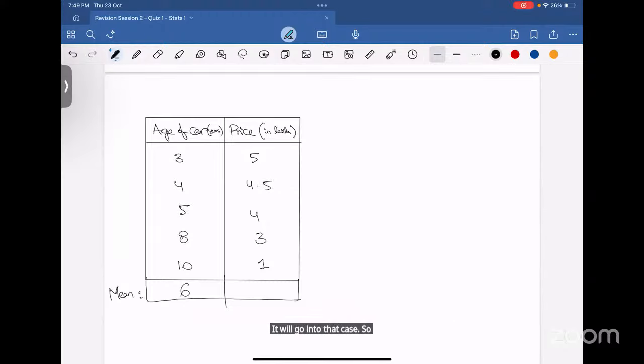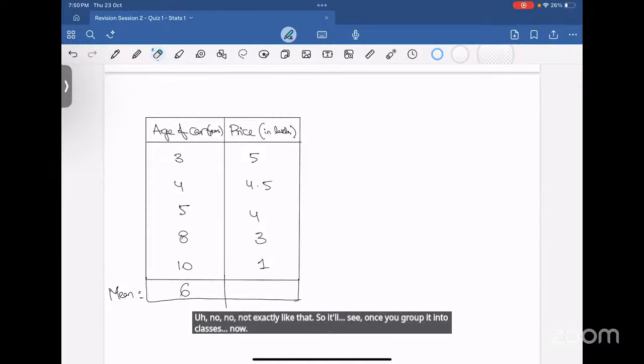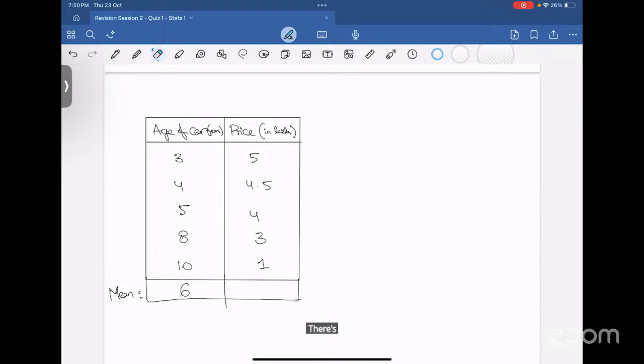This covariance is between two numerical variables, where the variables are like this, not classes. Can we take a midpoint, calculate the mean, and then calculate in the same way for two numerical variables? No, not exactly like that. Once you group it into classes, each class becomes a group, so it is like one categorical value. So it will go into that case. It should not be done like that.